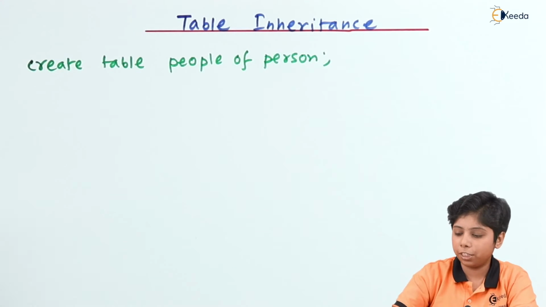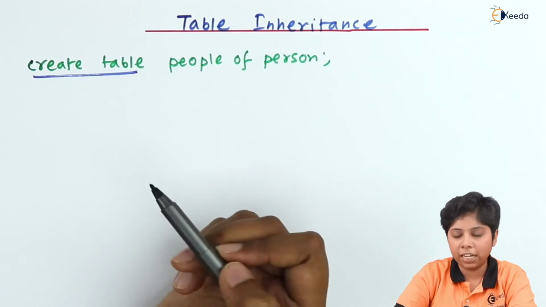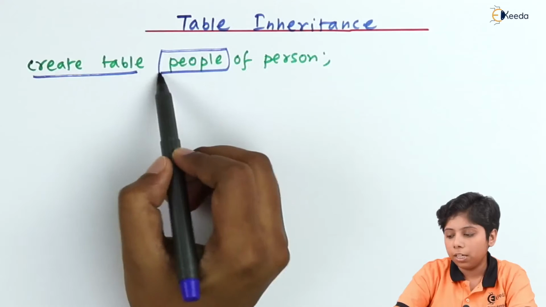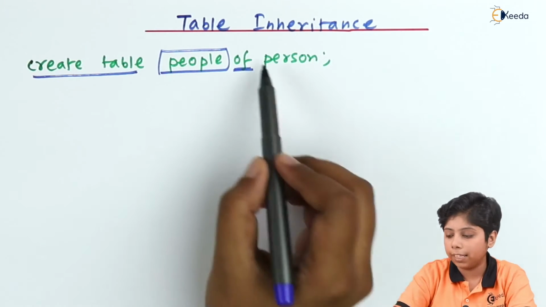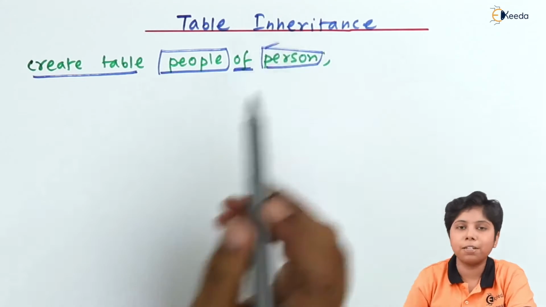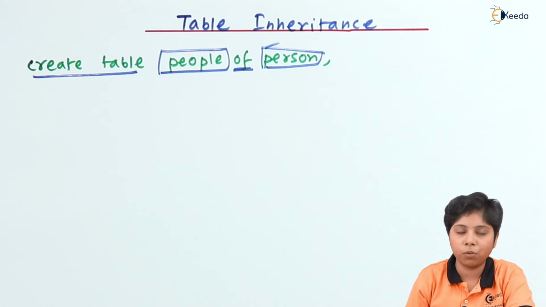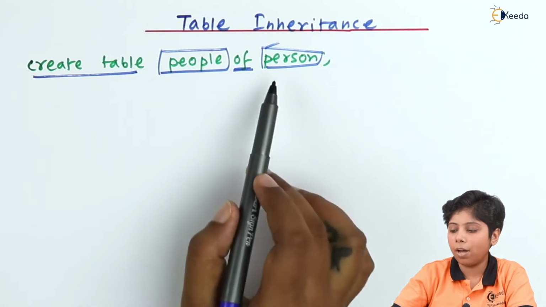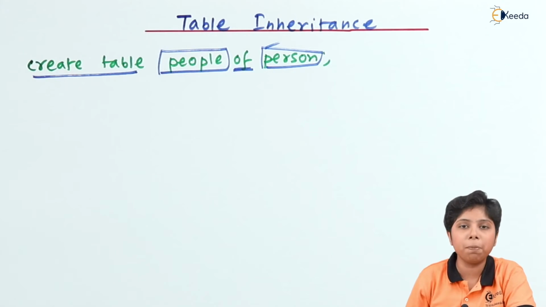I have used the keyword create table, then given the name people, used the keyword of, and then given person. As person is a table type that we have already defined with a name, address and DOB, now I want to create a table named people on that person type.